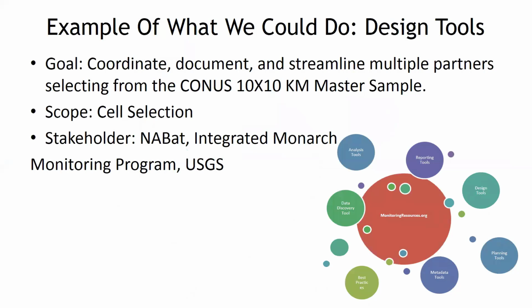This is just one example of what we could do. What we're trying to do is coordinate, document, and streamline multiple partners' collection from the CONUS 10 by 10 kilometer master sample. That's our goal, and our scope is cell collection. That would be the part of their workflow that we would impact, and we would create a time saving. I always want to think about creating a time saving. Stakeholders now are the North American Bat Monitoring Program, the Integrated Monarch Monitoring Program, and the USGS.